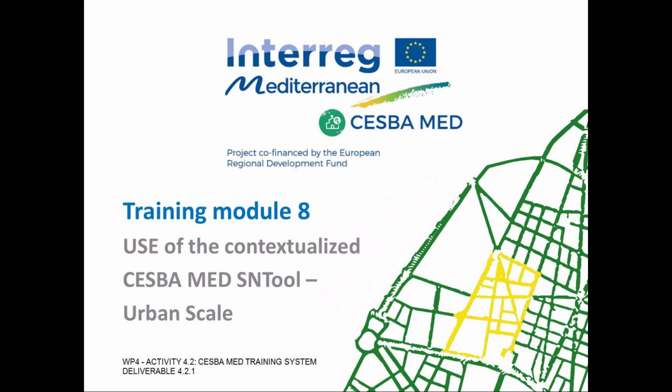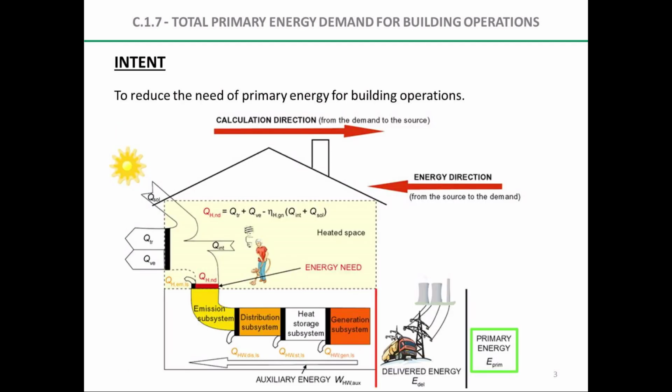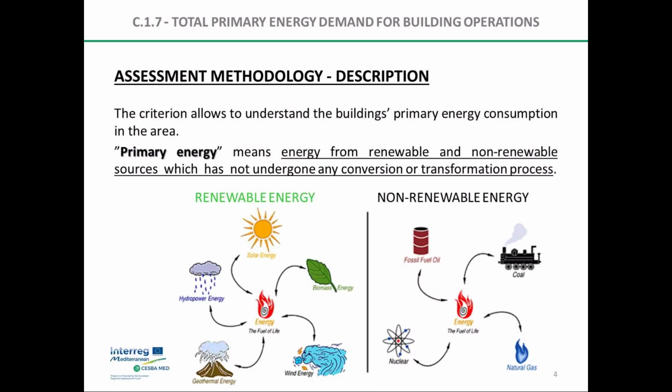Training Module 8, use of the contextualized SESBA-MED SN2 urban scale. Indicator C1.7, total primary energy demand for buildings operation. In this case, the intent is to reduce the need of primary energy for buildings operation. This is shown pictorially in the diagram.